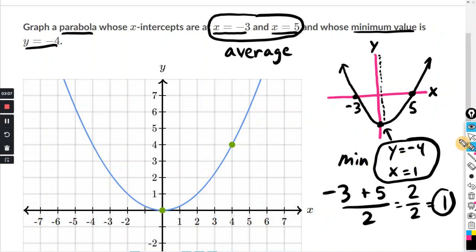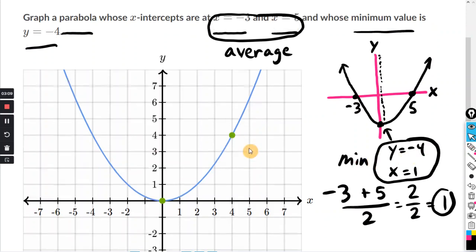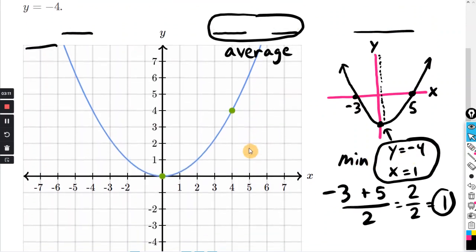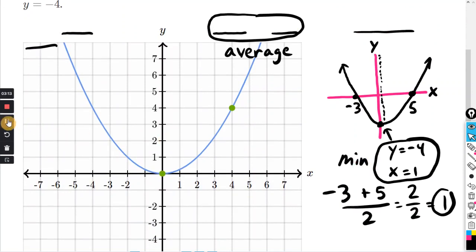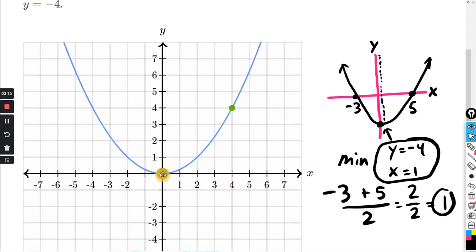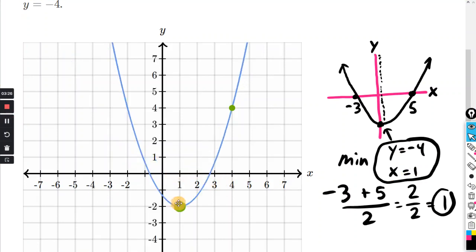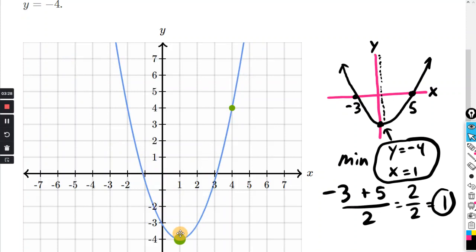So now we go to our graph. I'll erase some stuff here. This one point is going to be the minimum point. So I'm going to left click, hold it down, and drag it into place. I'm going to x equals 1 and y equals -4. X equals 1, y equals -4.